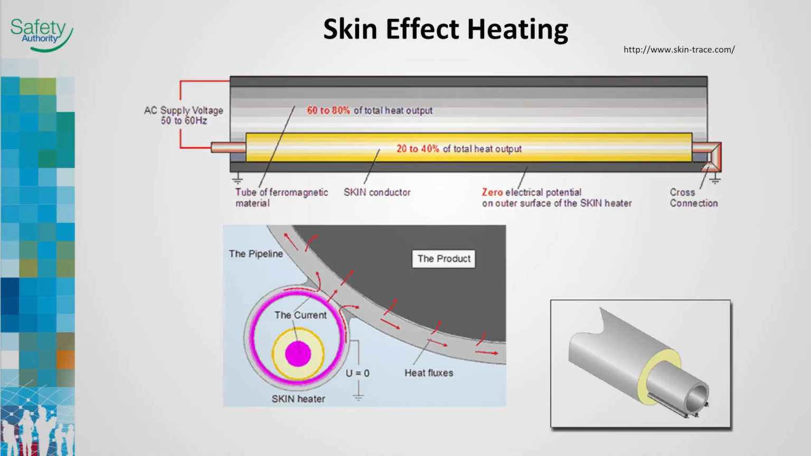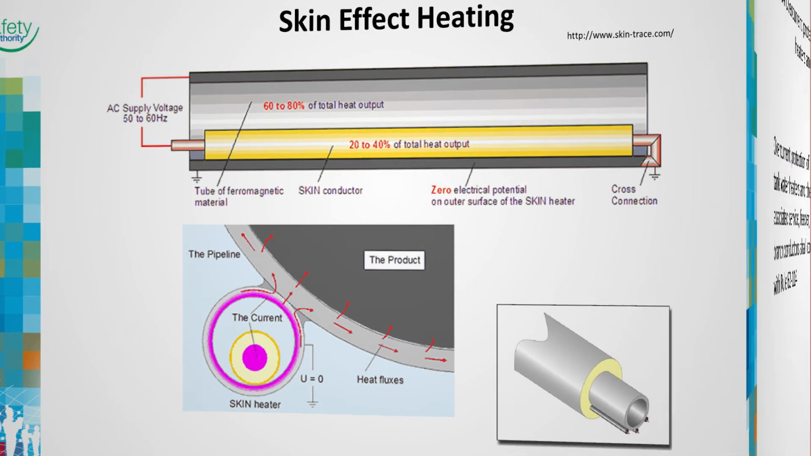A skin effect heat tracing system uses ferromagnetic tubing with a specially designed conductor using the principles of eddy currents and the I²R to heat the ferromagnetic tube. The tube is attached to the pipe to be heat traced, which is then heated by direct contact. This is an engineered product, and each installation is designed by a professional engineer.